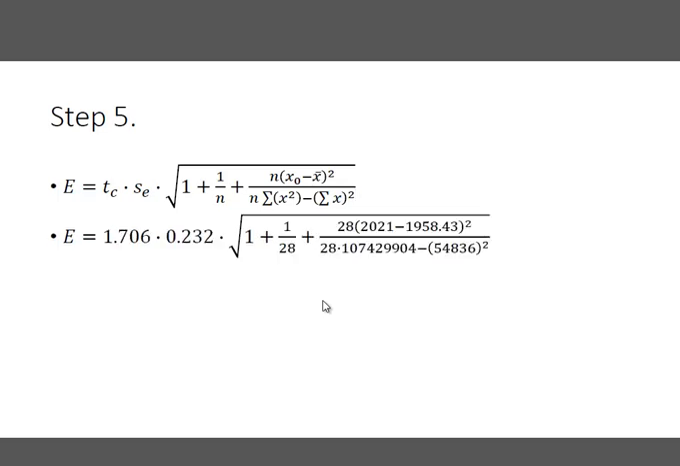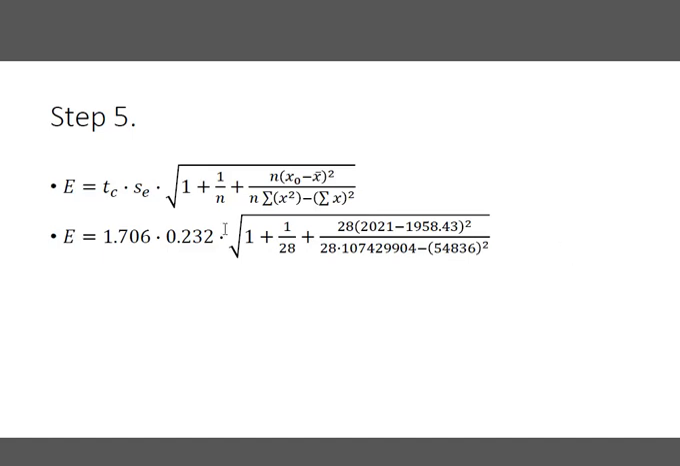So t-score 1.706, standard error 0.232. The ends, again, have been replaced with 28s. The X0, again, is the year that we're predicting for, the X value that we're predicting for, 2021. The mean, again, we got is 1958.43. The sum of the X squareds is that big 107,429,904 number. And then the sum of the X's is just that 54,000 number that we got from summing the X column up.